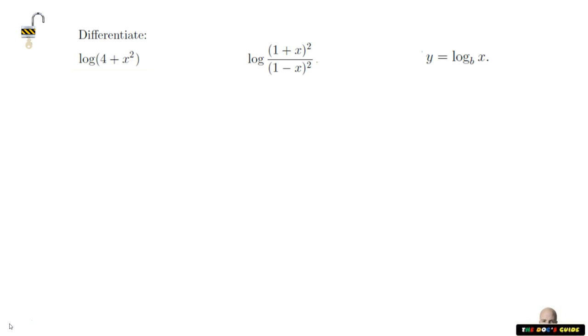And so let's have a look at these examples. Our first one here is no real problem. It's the differential of 4 plus x squared, which is 2x over 4 plus x squared.